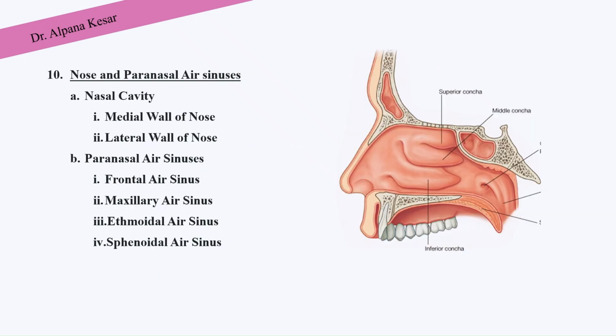In nose and paranasal air sinus, nasal cavity, that is medial and lateral wall of the nose, is covered, and in the paranasal air sinus, the frontal air sinus, maxillary, ethmoidal, and sphenoidal air sinuses are covered.